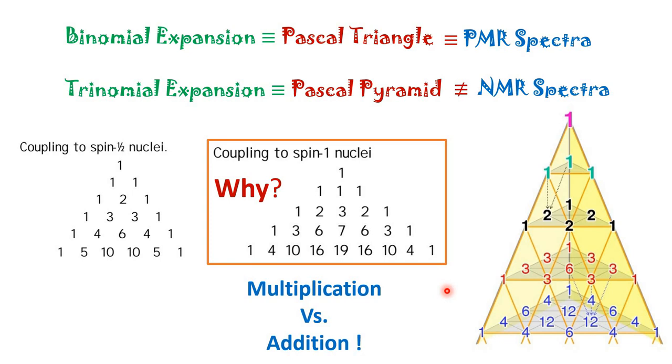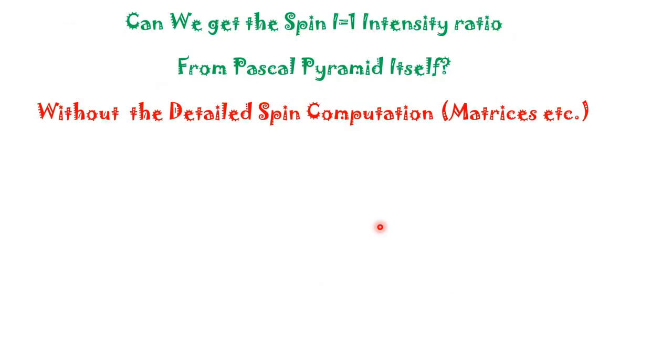But the question is that the Pascal pyramid does not represent the NMR for spin equal to 1. But can we get the spin I equal to 1 intensity ratios from the Pascal pyramid itself by some little bit of extension, if not as such from the pyramid? Of course, without any detailed spin computation like the matrices we have discussed in part 2.